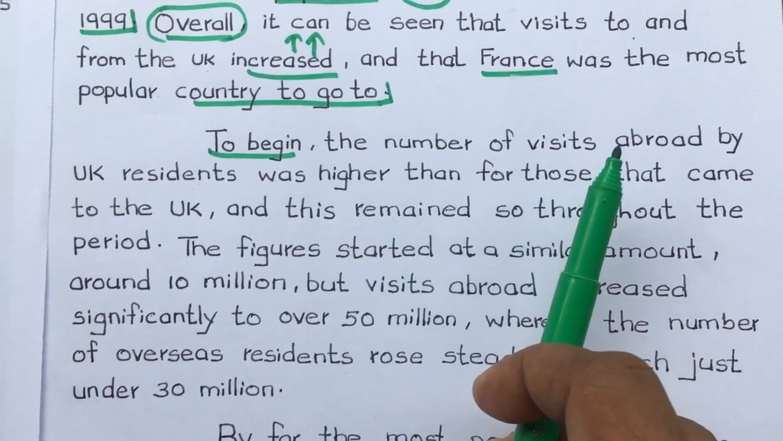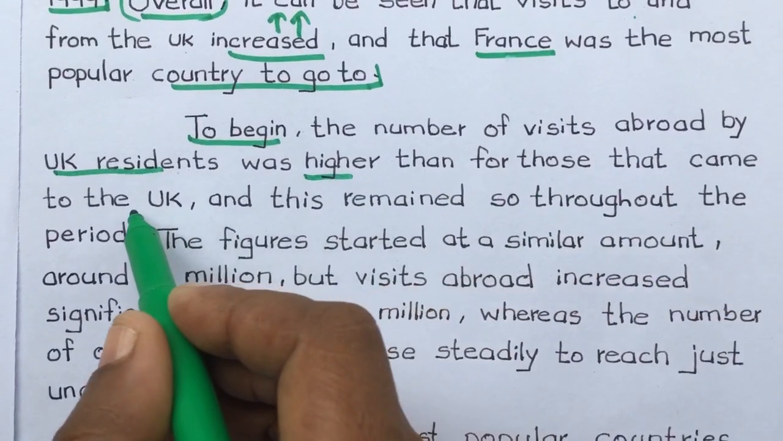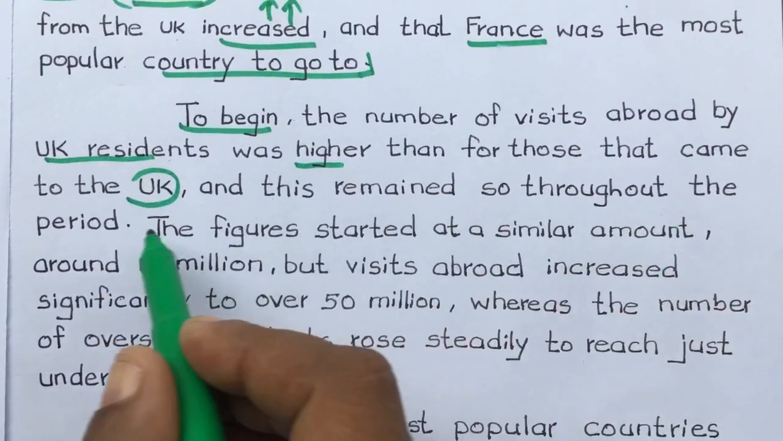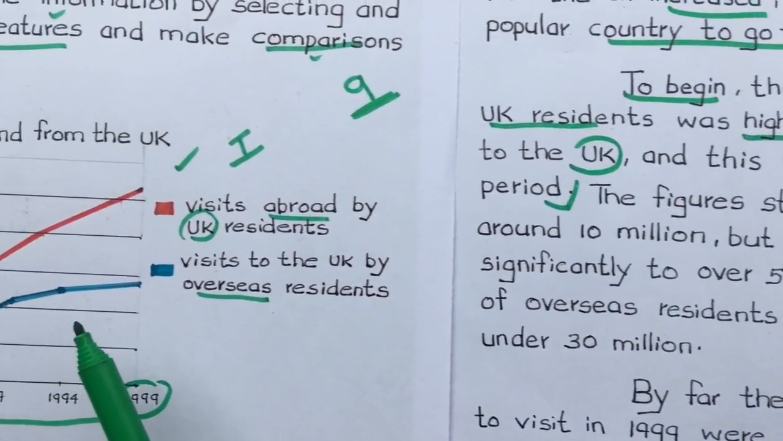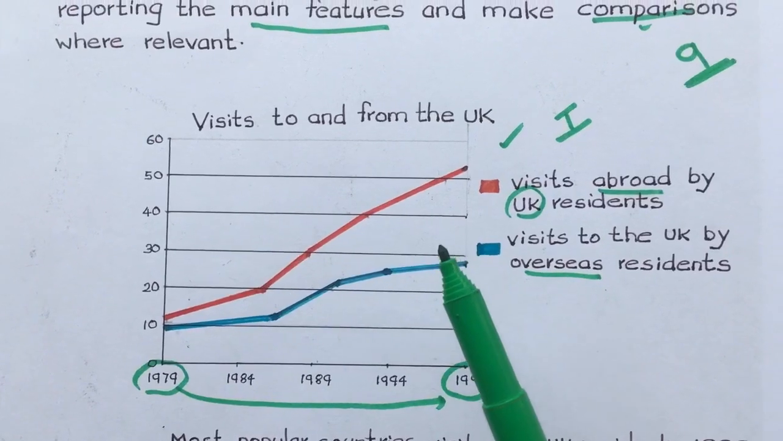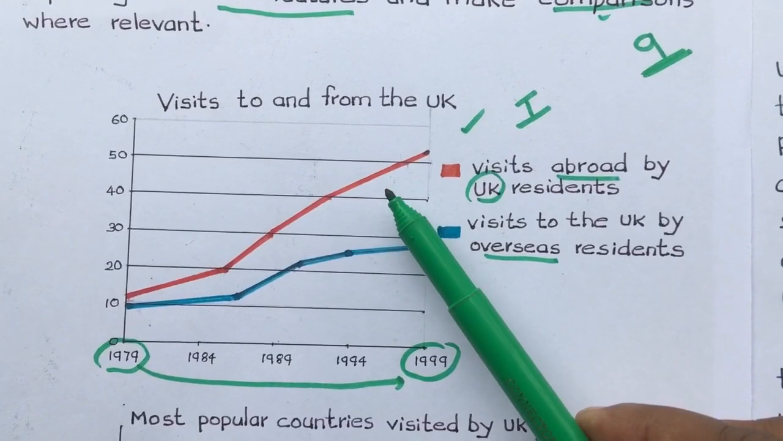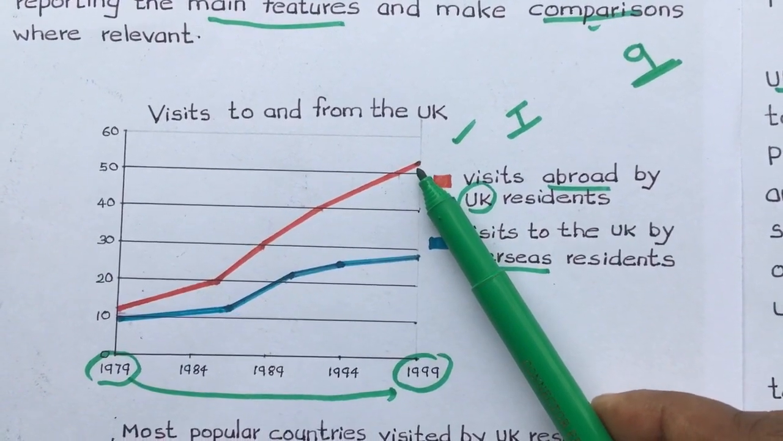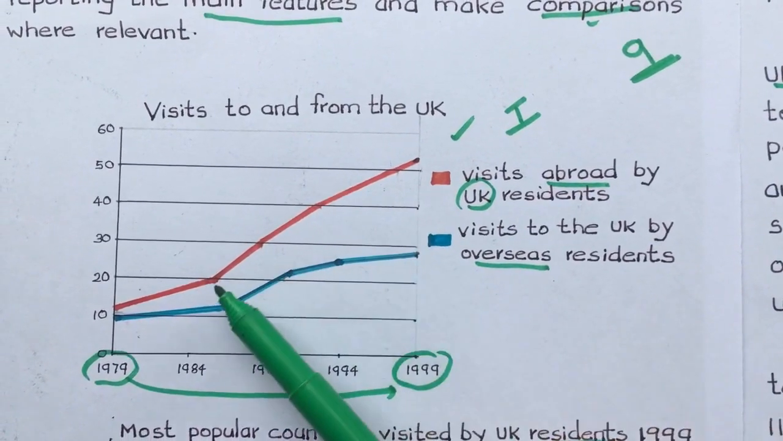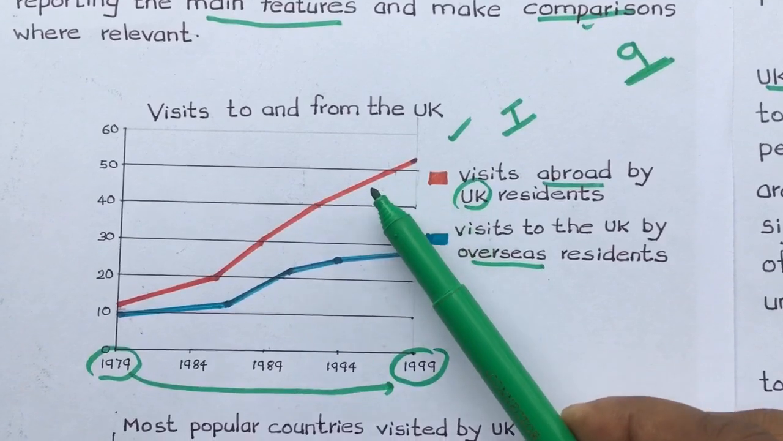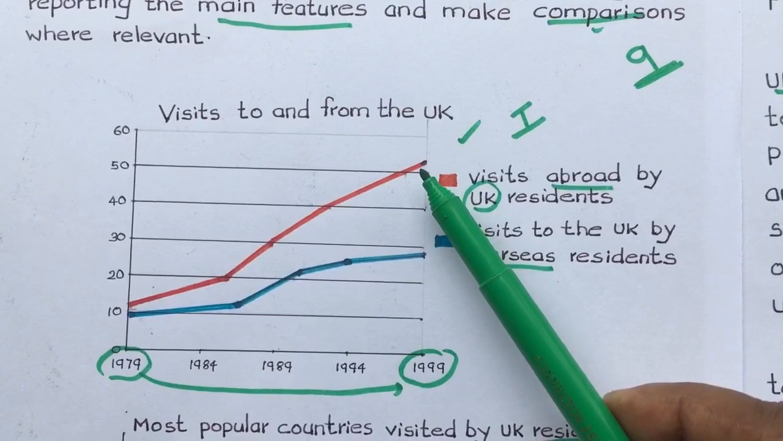To begin, the number of visits abroad by UK residents was higher than those that came to the UK, and this remained so throughout the period. So what they are saying, let's move to the diagram and I'll explain. The number of visits abroad by UK residents was higher, right? You see, and this remained so throughout the period, and it maintained, okay. However, it is increasing. It is showing the increasing trend, and the trend is remaining the same, okay. It keeps on increasing, okay.